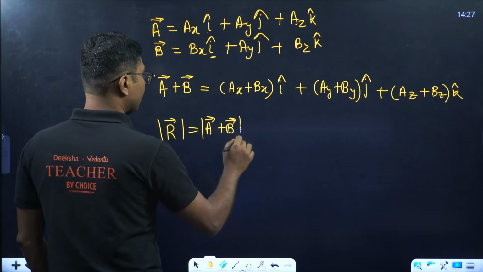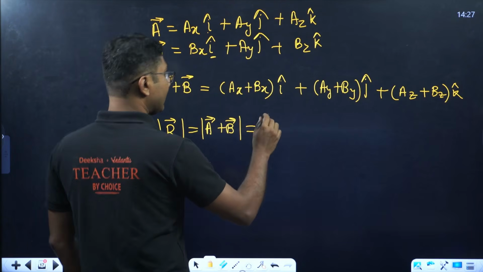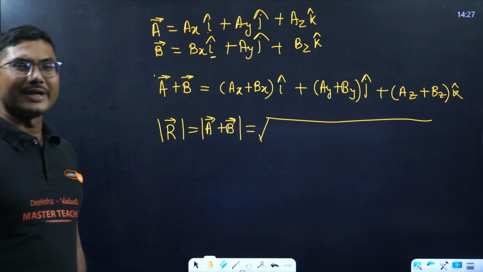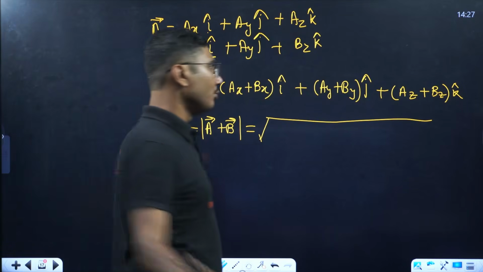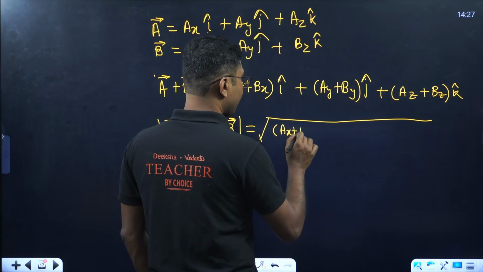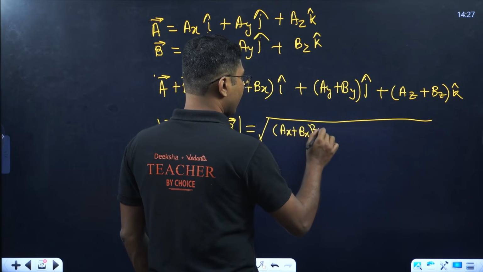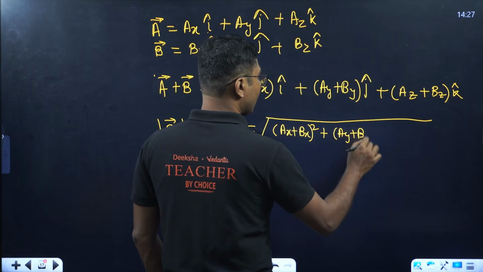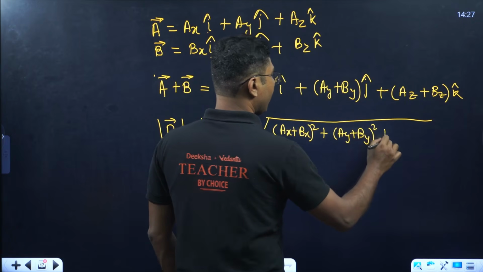Now this is also very easy. You don't need to know anything else. What is the angle between these vectors? How are these vectors oriented? You don't need to know all that information. The only thing you need to do is (ax plus bx) whole square plus (ay plus by) whole square plus (az plus bz) whole square.